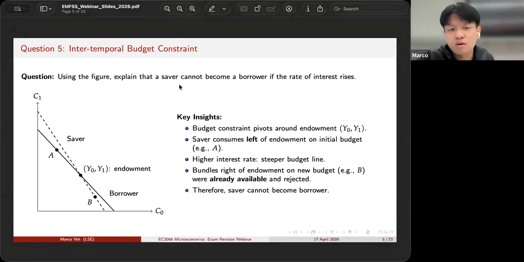It couldn't be the other way around. Otherwise, you'll find two bundles contradicting with each other regarding their preference. Okay? So that's the key economic intuition behind this.